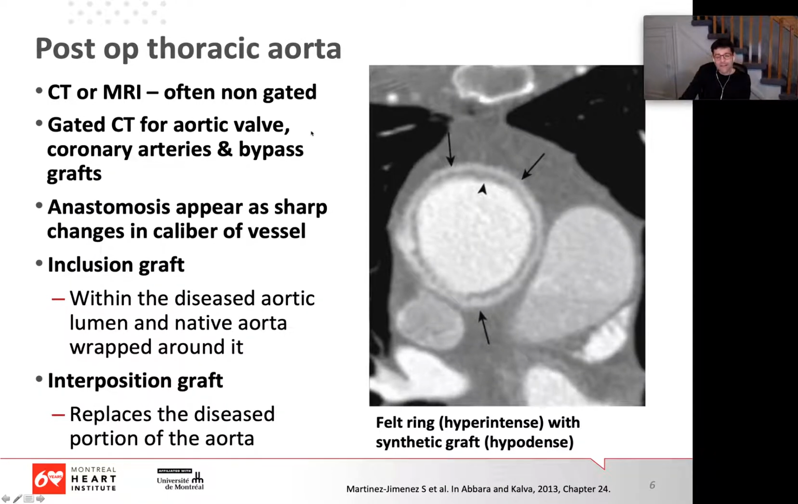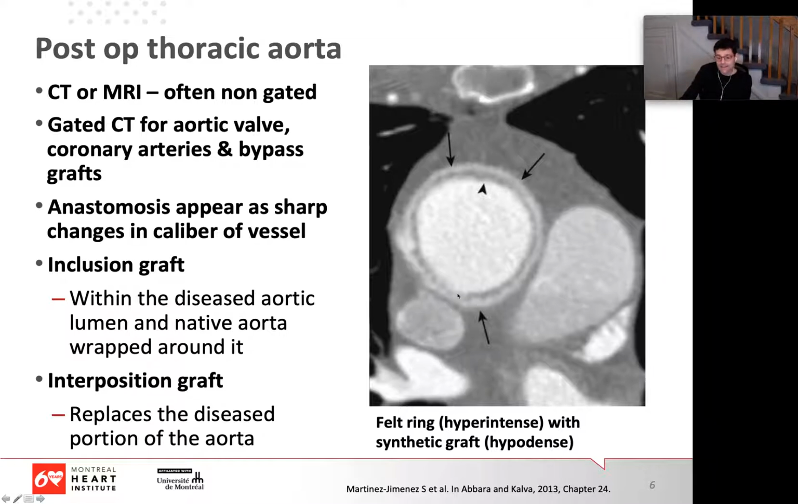A CT scan is also very useful to image the postoperative thoracic aorta. It is important to always obtain first a non-contrast scan of the aorta. This will allow to identify post-surgical modifications that are hyperintense. Otherwise, you will not be able to differentiate the postoperative modifications from a contrast-filled cavity.